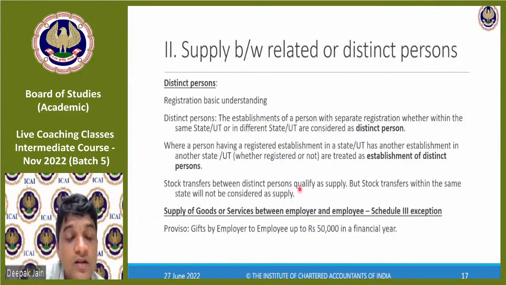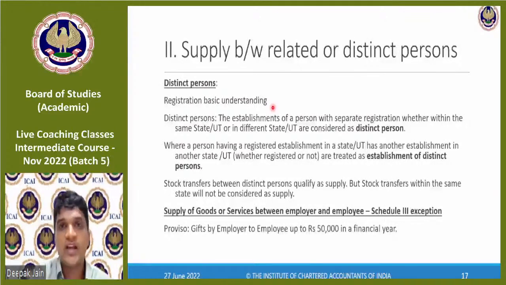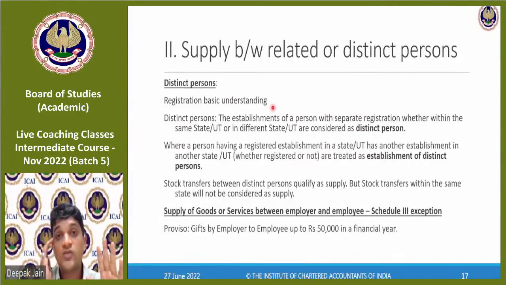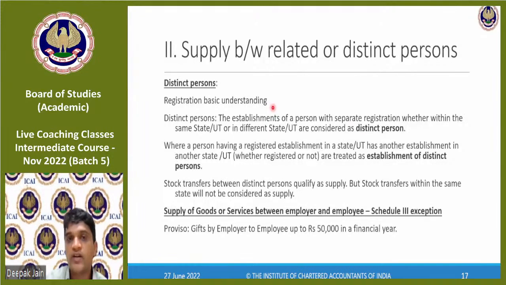Then supply between related or distinct persons. What I mentioned here is basic, you have to understand registration provisions here. Now we know that the registration threshold limit of 20 lakhs, 40 lakhs we have. Now who has to register? Now you have crossed the threshold. There are two options possible, right? Within a state, I have multiple branches. I have 10 branches. Should I do registration for all of these branches or no? Is it compulsory to get registered?